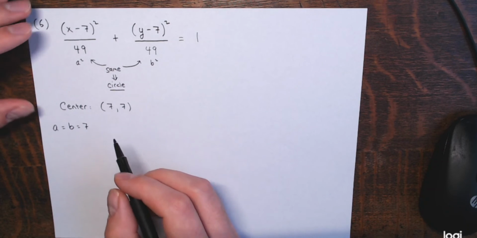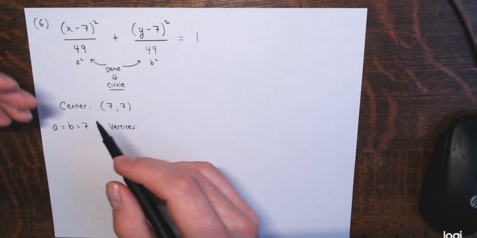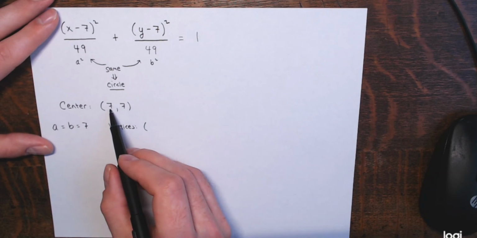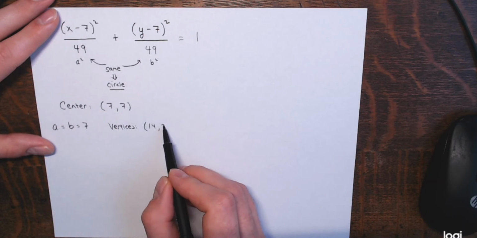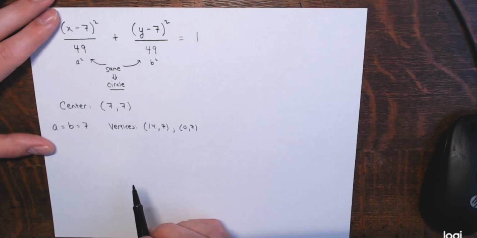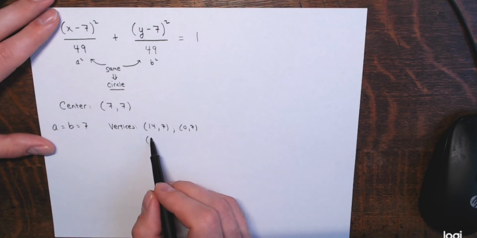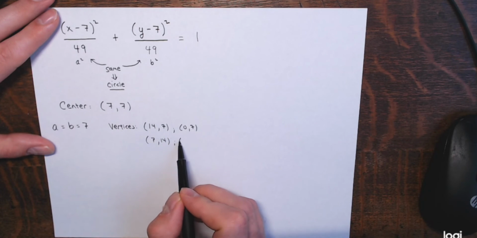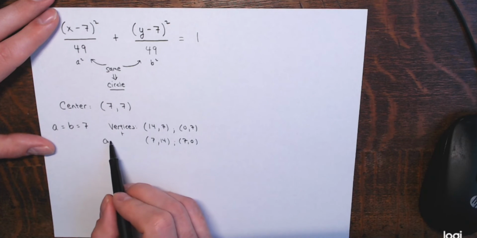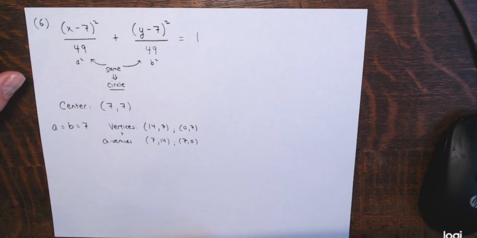So for the vertices and co-vertices, I'll just call them all the vertices here, because again, it's going to be the same distance on either side. One is, I add and subtract 7 to the x-coordinate, so (14, 7), (0, 7), right? Those will be on the graph. And then the other two, I'll add and subtract 7 to the y-coordinate. So (7, 14), and (7, 0). So here's the vertices and co-vertices. Again, really they can be used interchangeably since we're doing the same distance on both.